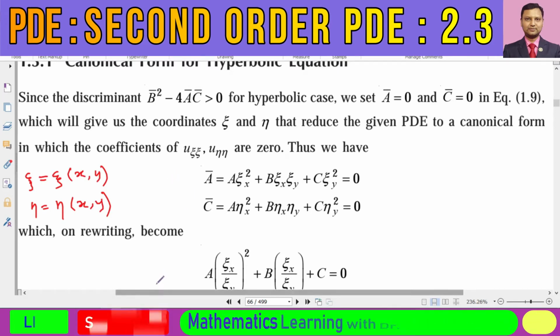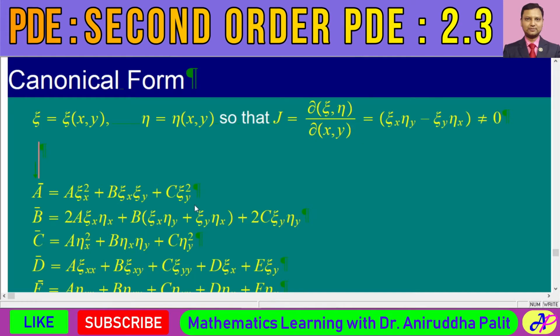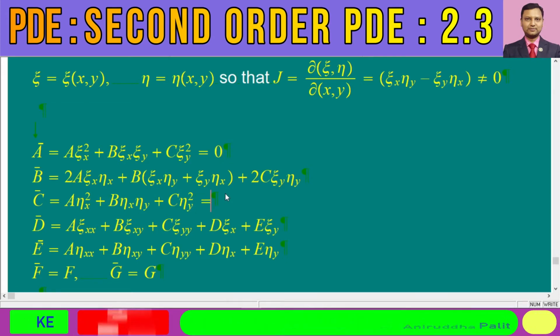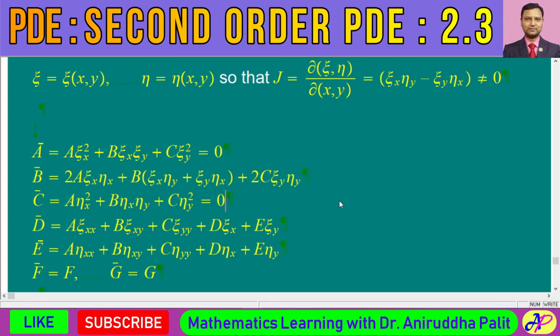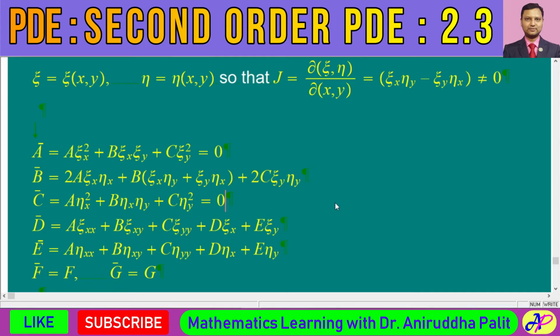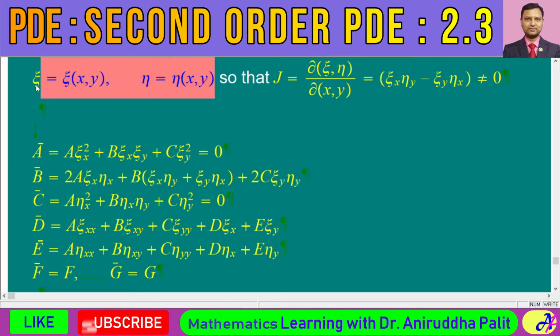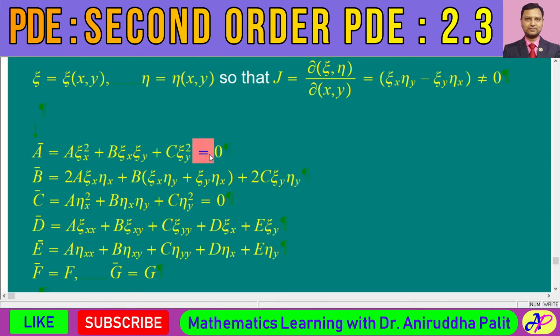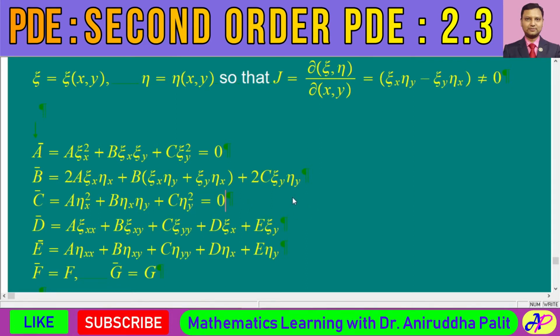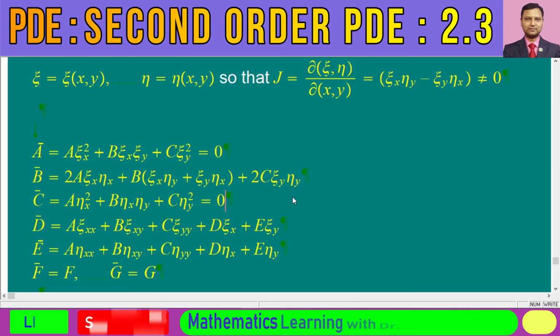You see, we already have this type of relation over here. These are the expressions of a bar, b bar, and all. Now if we can impose this kind of relation, this is equal to 0 and this is equal to 0. We don't know whether this assumption is valid or not. Our target is to consider a transformation so that this a bar becomes equal to 0 and this c bar becomes equal to 0. We don't know whether it is possible or not. Let's see. We shall check.